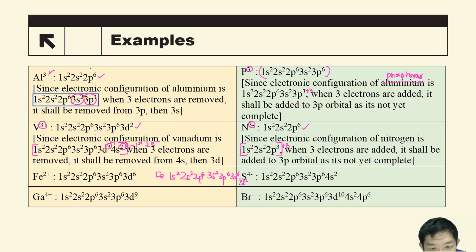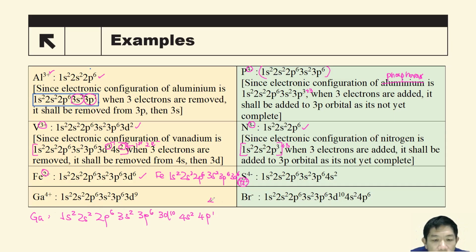So you remove the 4s2, two electrons. So that's why you have 1s2, 2s2, 2p6, 3s2, 3p6. And then in gallium, originally you have 1s2, 2s2, 2p6, 3s2, 3p6, and you have also got 3d10, 4s2, and also 4p1.